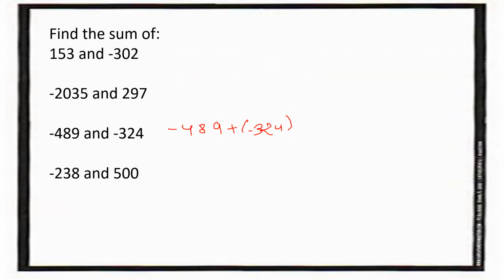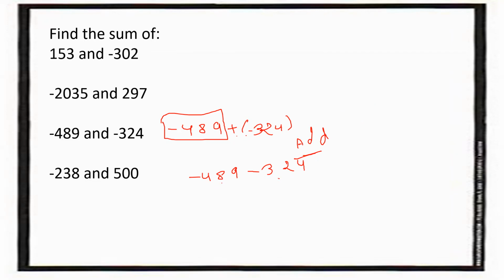So first of all, just forget about this minus 489. Simply plus minus will give you minus. So this will be minus 489 minus 324. Now you can simply add this. Simply add this now.